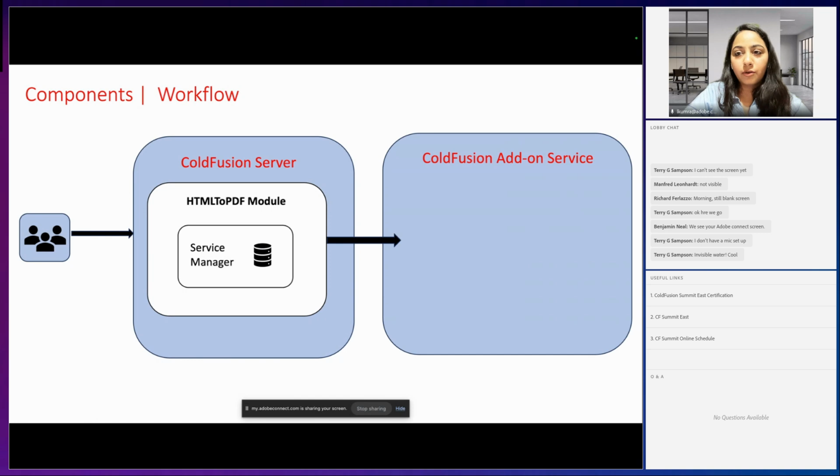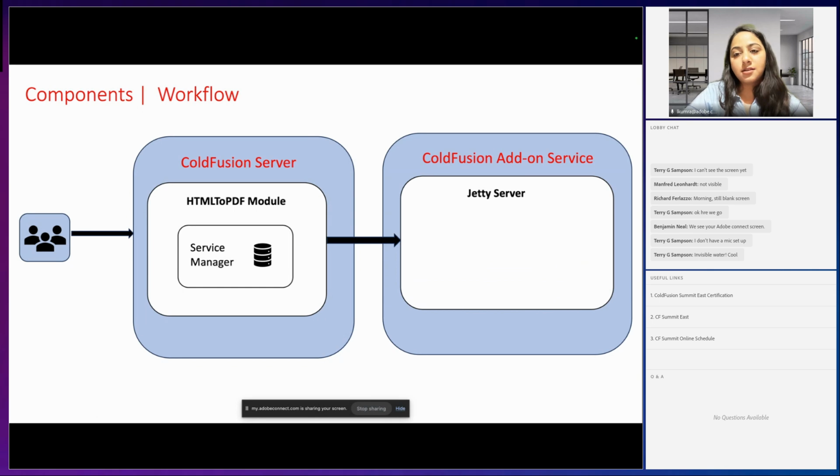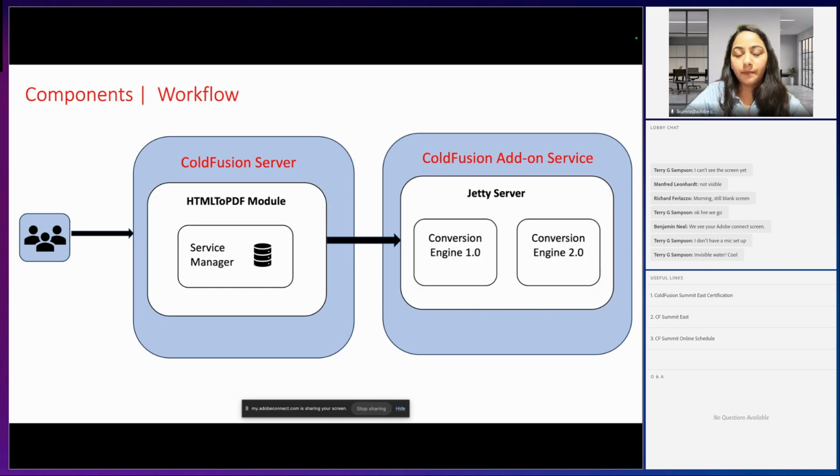Then on the remote machine, it will go inside the Jetty server. This is the same Jetty server we have been talking about from the start. Like in the localhost we have a Jetty server, and in the remote we also have a Jetty server. So whenever my service manager wants to make a call, it will call a Jetty server. And inside the Jetty server, we have two types of engine. One is engine 1 and one is engine 2. Whichever engine I am selecting, the request will go to that engine.